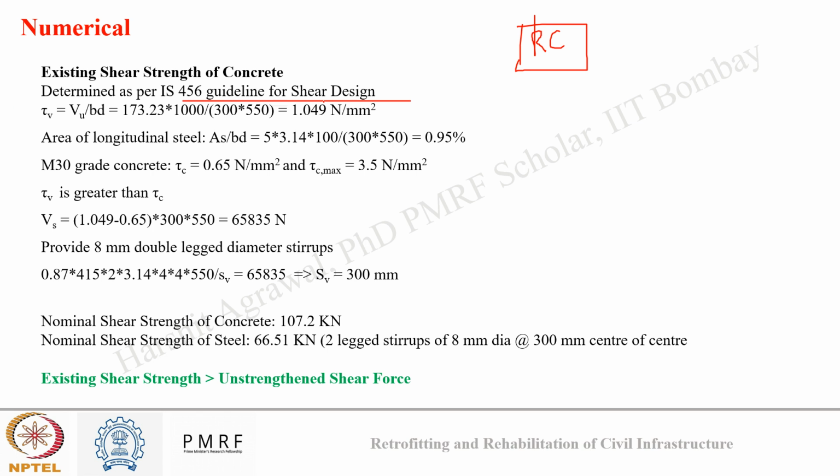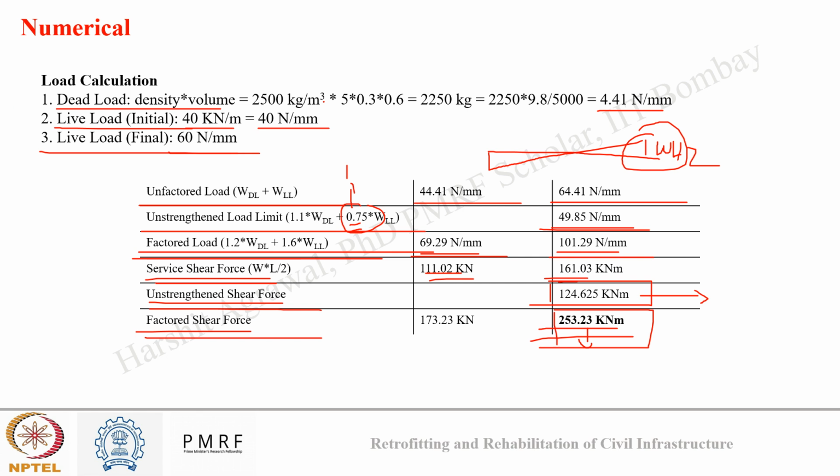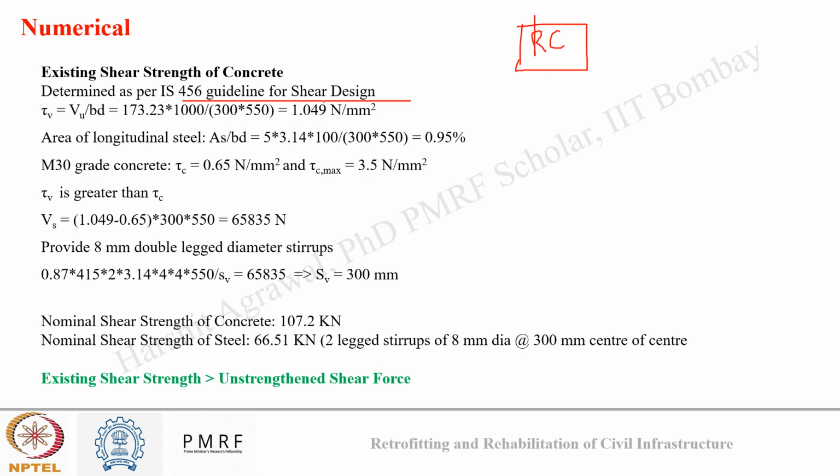So here you can see in this question, first I determined the tau v value, which is nothing but VU upon BD. So VU we know it is 173.23 due to the load acting on the beam. Okay, factored load on the beam. So VU upon BD we can calculate. We will get the tau V. So this much amount of shear force I need from reinforced concrete.